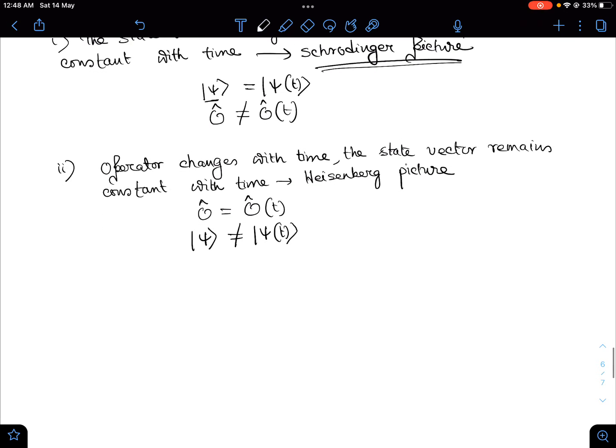And we have another picture, which is the Dirac picture or interaction picture. Here both the operator and the state vector change with time.